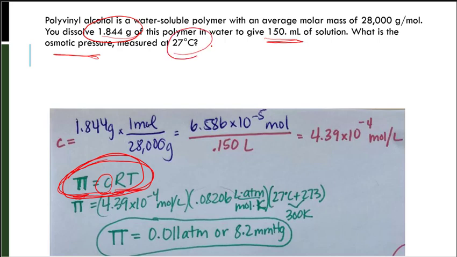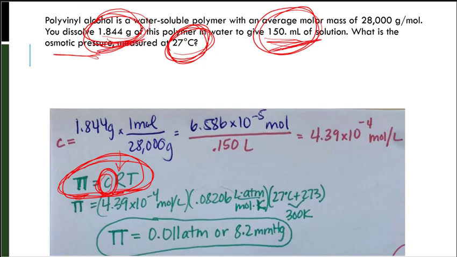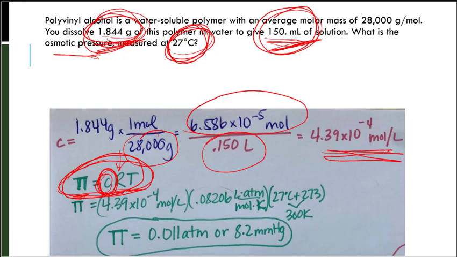We're given T, 27 degrees Celsius. We can get it into Kelvin. We always know R, and we can find concentration in moles per liter. If I'm given grams and milliliters, let's get grams to moles and then divide it by 0.150 liters. So that's what I did using the molar mass given of 28,000 grams. That gave me this many moles divided by 0.15 liters. There's my concentration. That will get plugged into the concentration. There's my R. There's my T, 300 Kelvin.